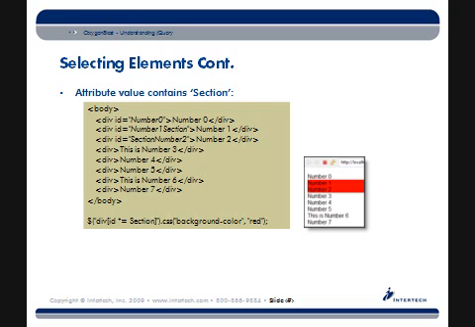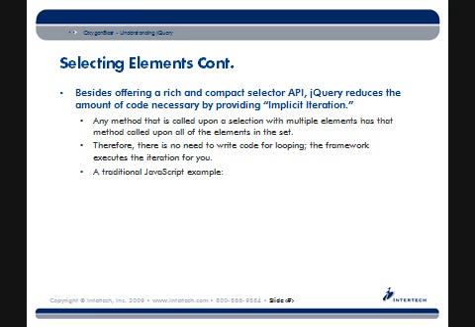Here's one where I don't really care where the text is, but I want this text to appear somewhere inside of the value. So I use the star equals syntax and the word that I want. Now it's going to grab the number 1 and number 2 because both of those contain the attribute ID and they have the text section in there somewhere. So that's a few examples of selecting elements.